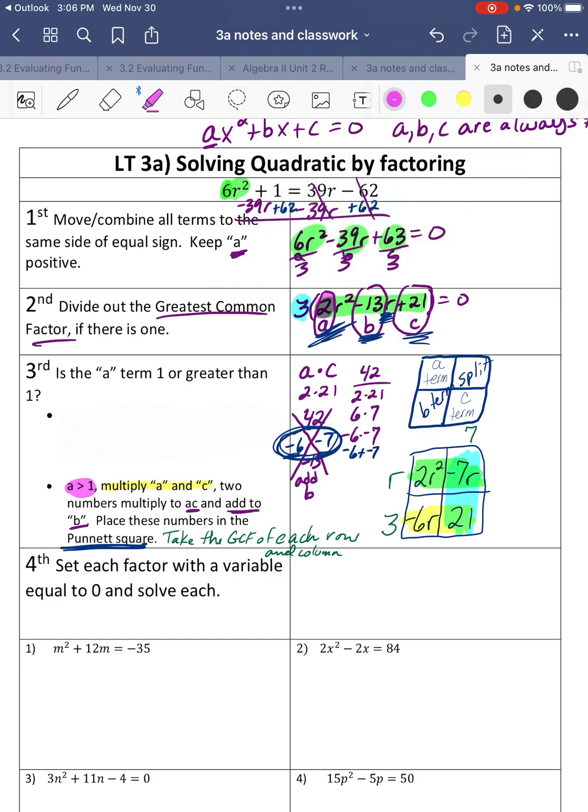And the last, 2r squared and 6r. 2 and 6 is 2. And then r squared and r, r is smaller. That's always the greatest common factor.